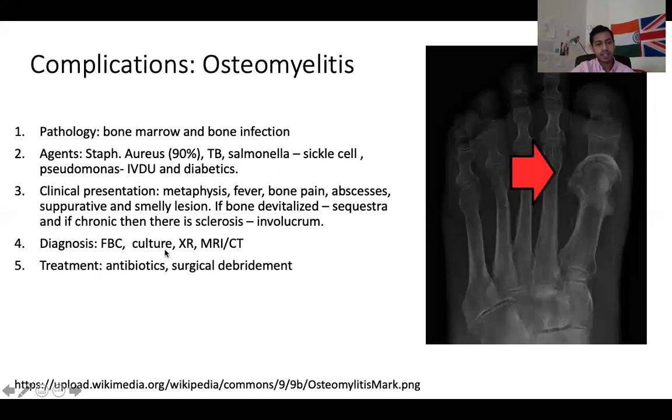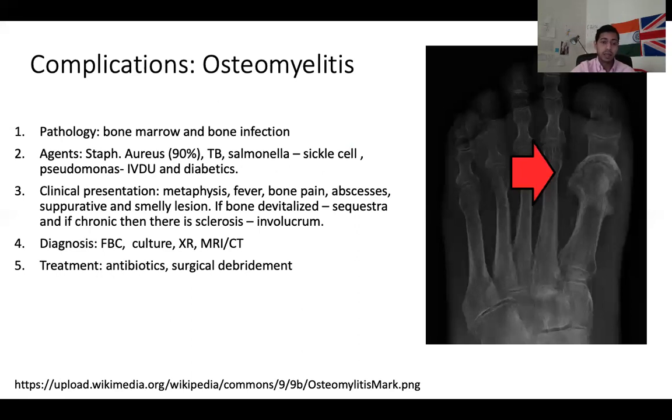Its clinical presentation tends to affect the metaphysis of the bone, and as it's an infection, there will obviously be fever, there will be bone pain, and there could also be abscesses. In this image here, it seems like this lesion is on the border of an abscess. And when we do have abscesses, there can be a lot of pus, so it can be a suppurative and smelly lesion, which usually signifies to the doctor that there is an issue of a potential infection.